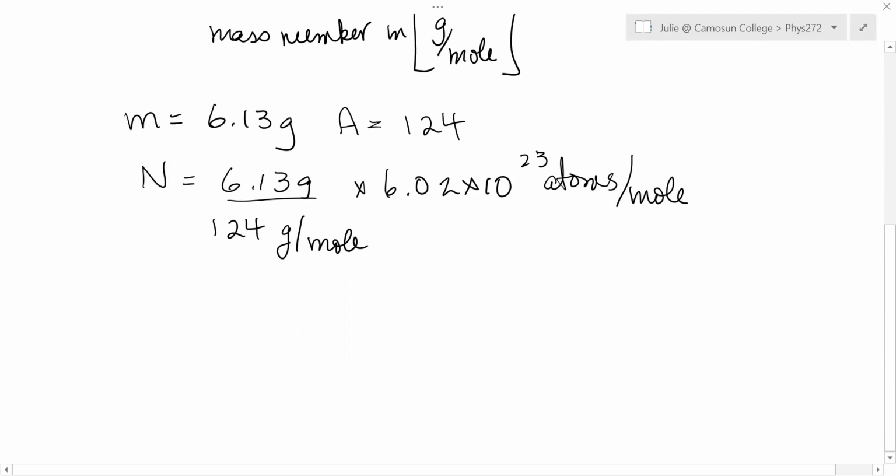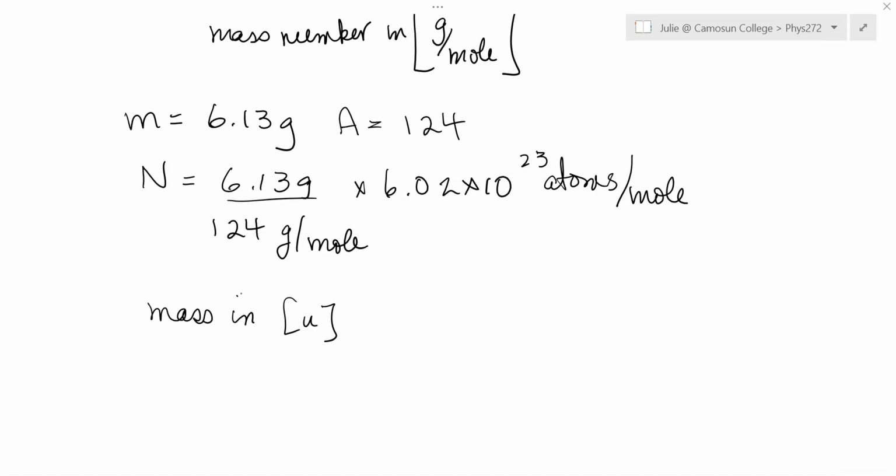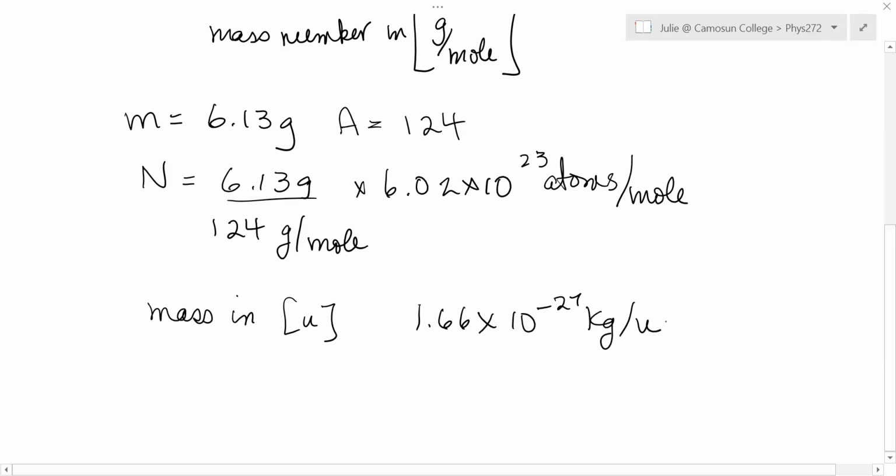Okay, something else. Now, sometimes they'll do this a little differently. If they give you the mass of the sample in atomic mass units, and maybe you want it in grams, then you can use the conversion that there's 1.66 times 10 to the minus 27 kilograms per atomic mass unit. But usually if they give you the mass number, they'll just give it as an integer like this one up here. This 124, that is the mass number.